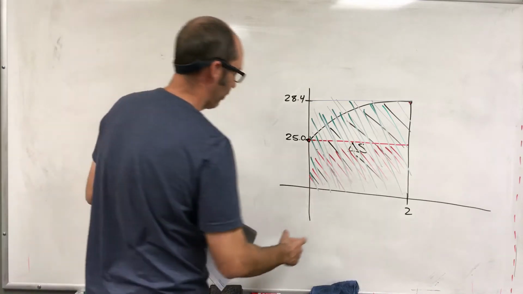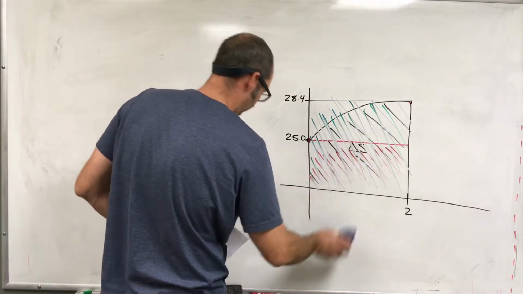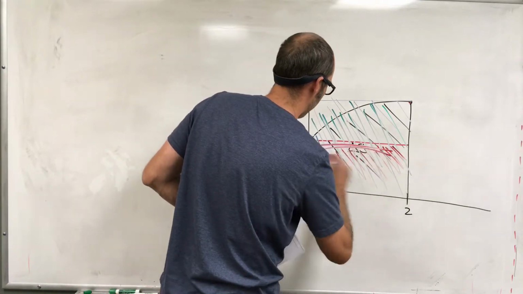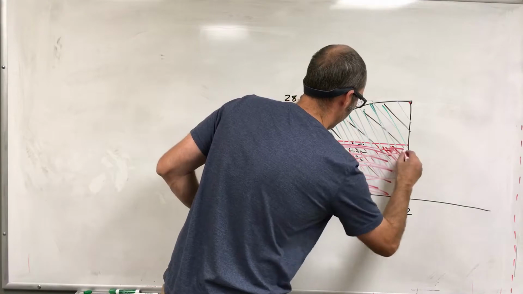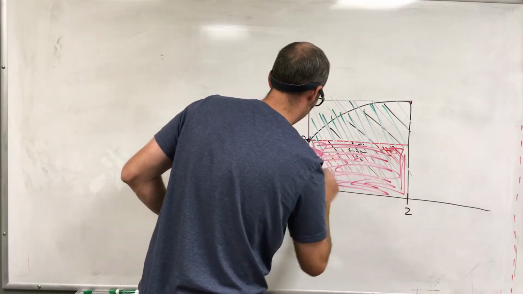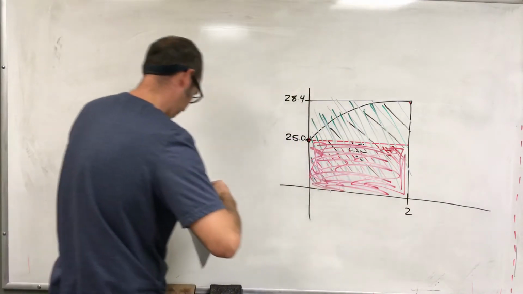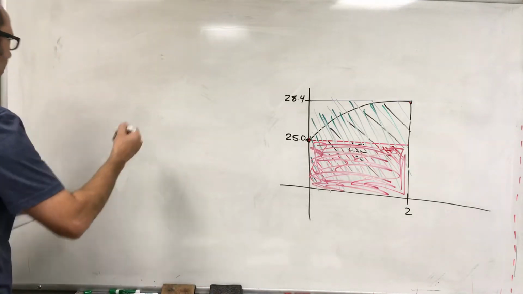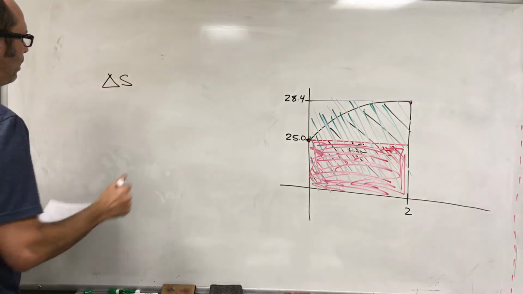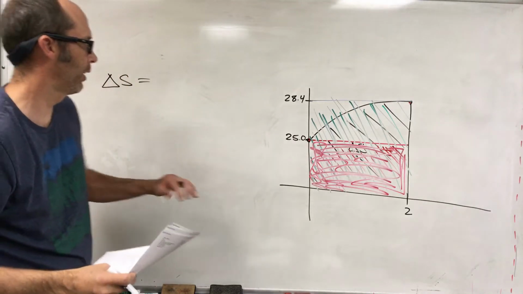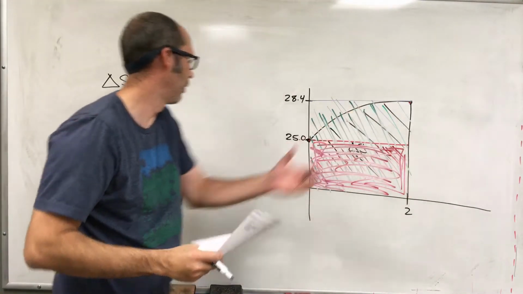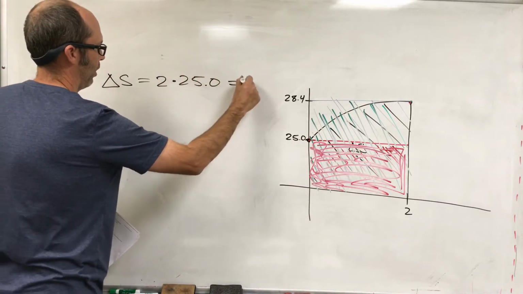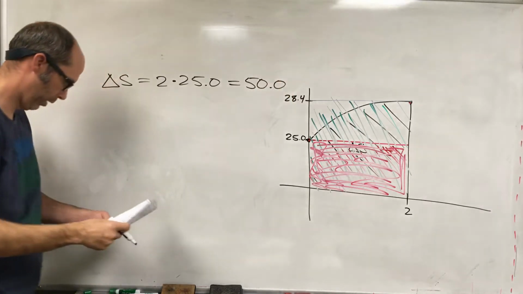All right, so let's go ahead and compute the area of the red rectangle there, our left-hand approximation. So this red rectangle here is the area of a rectangle, right? So area of a rectangle is easy. This is 2 times 25.